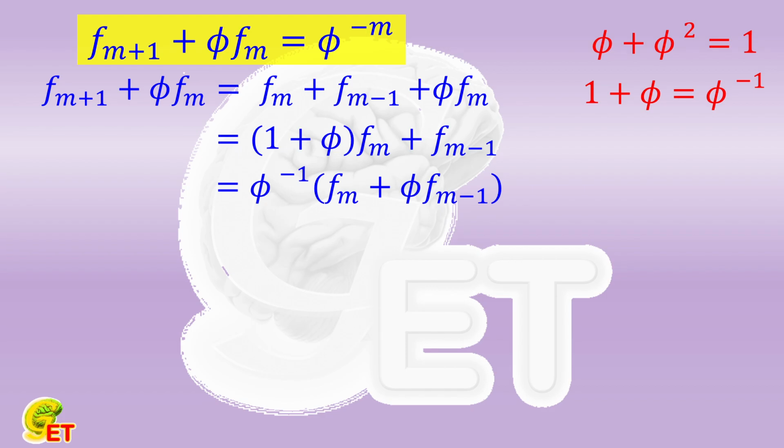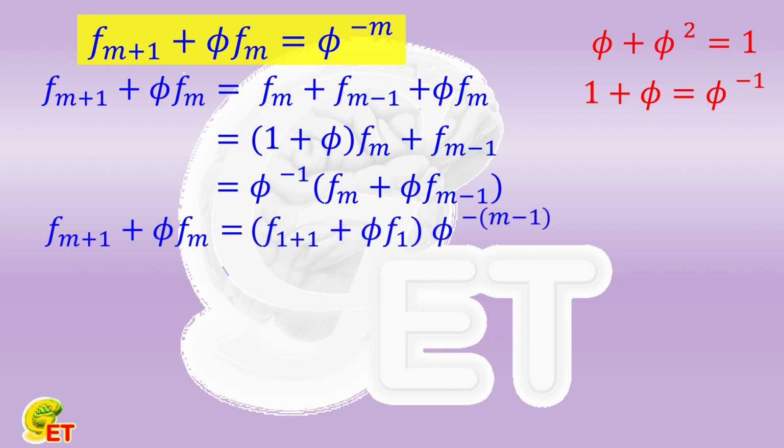So Fm plus 1 plus phi times Fm is a geometric sequence. The common ratio is phi to the power of minus 1, and the first term is F2 plus phi times F1. Both F2 and F1 are 1, so this is again 1 plus phi. That is, phi to the power of minus 1.